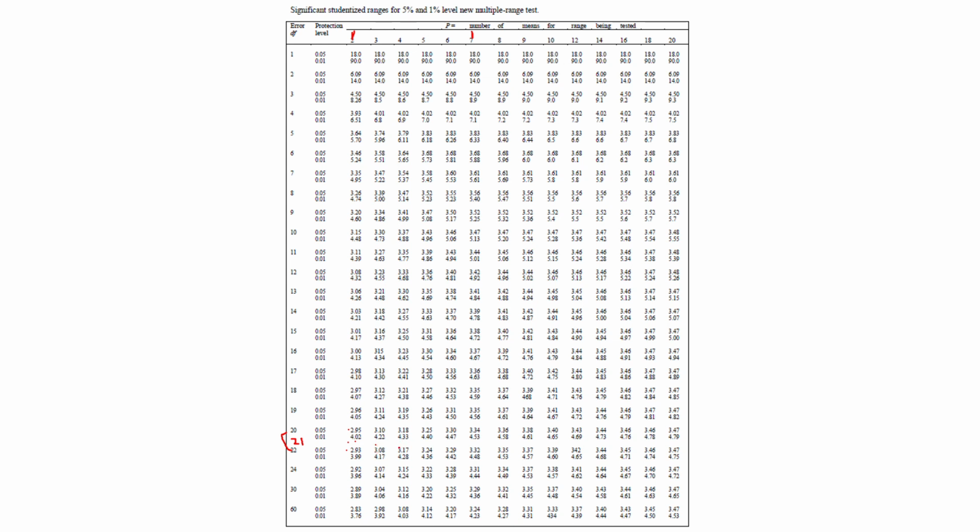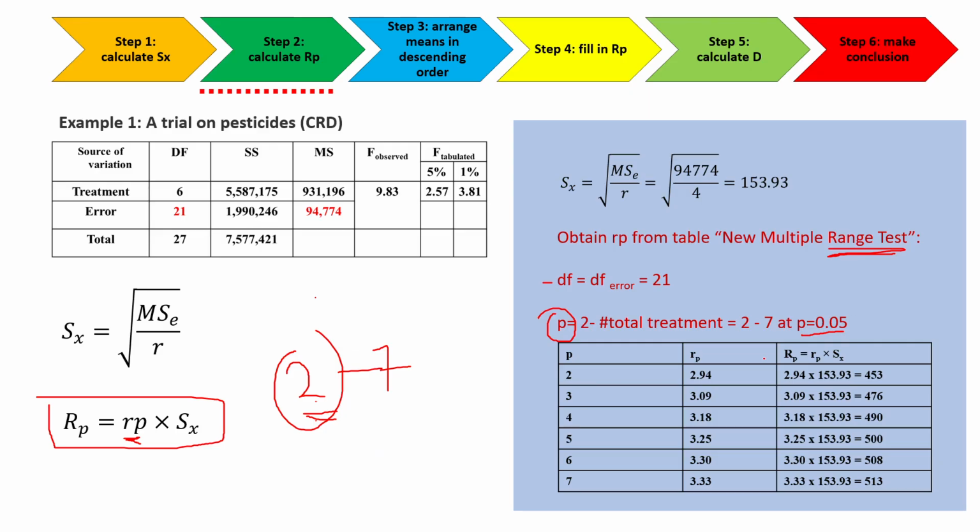Then 3.09, 3.18175, right? So 3.245. These are the numbers that you need to plug in and fill in for your RP over here. So 2.94, 3.09, 3.18, 3.25, 3.30, and 3.33. All of these are plugged from the new multiple range test table.